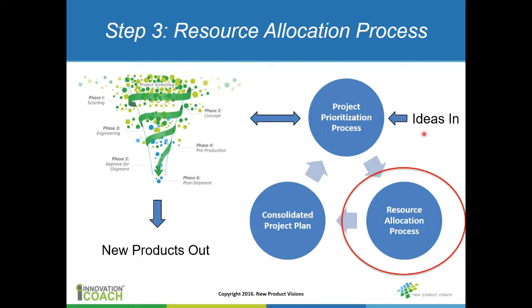Okay, so that was the first step, idea management. That flows into the project prioritization. Now we've got all the projects as well as new ideas rated from 1 to X. But now we have to look at the resources. Based on the prioritization, we have to line that up with the resources before we can really come up with a plan.